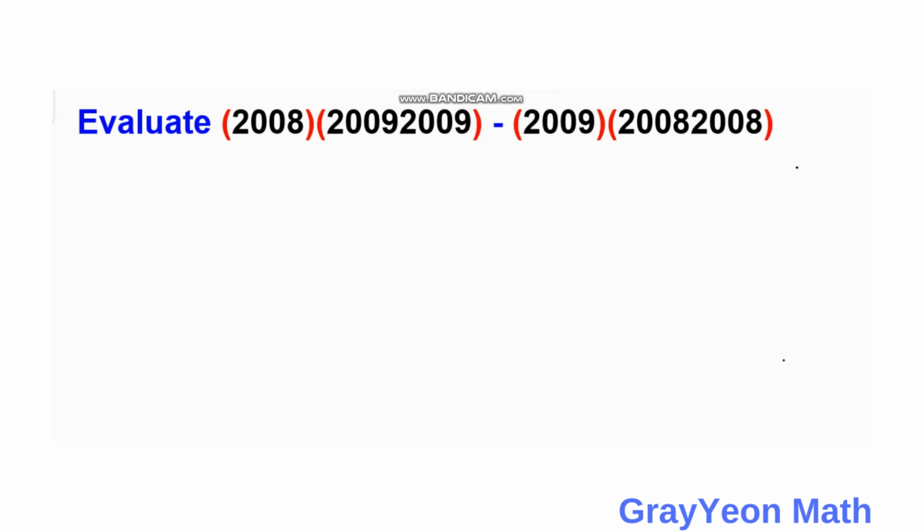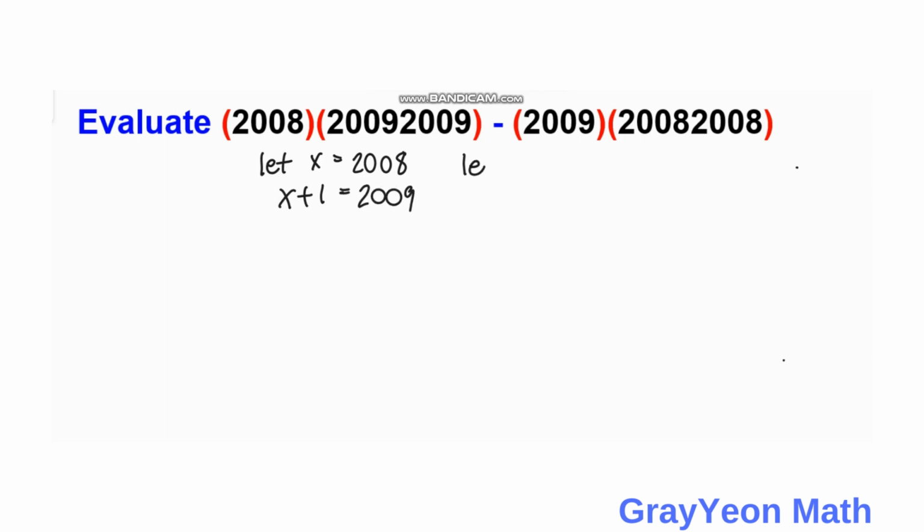Welcome to Grayon. We are asked to solve this problem: 2008 times 20,092,009 minus 2009 times 20,082,008. So for this problem, the first step is we let x be equal to 2008 and x plus 1 be equal to 2009.